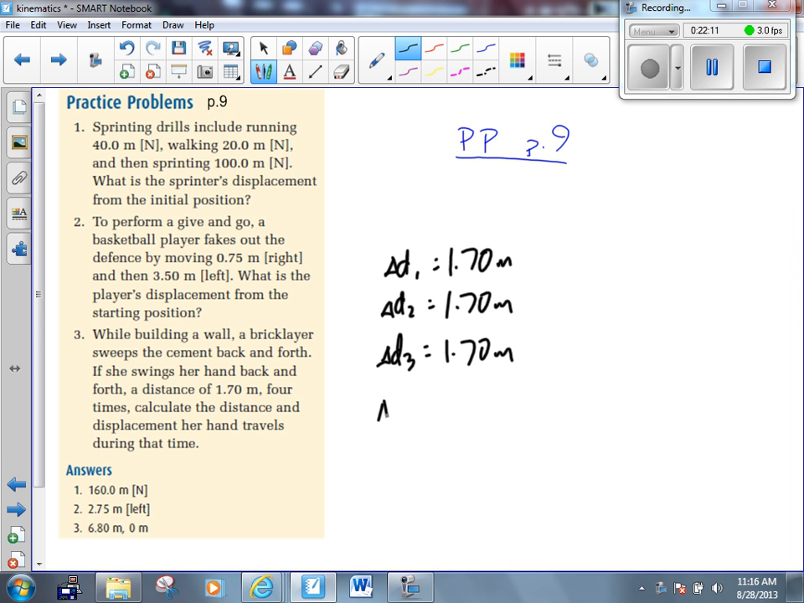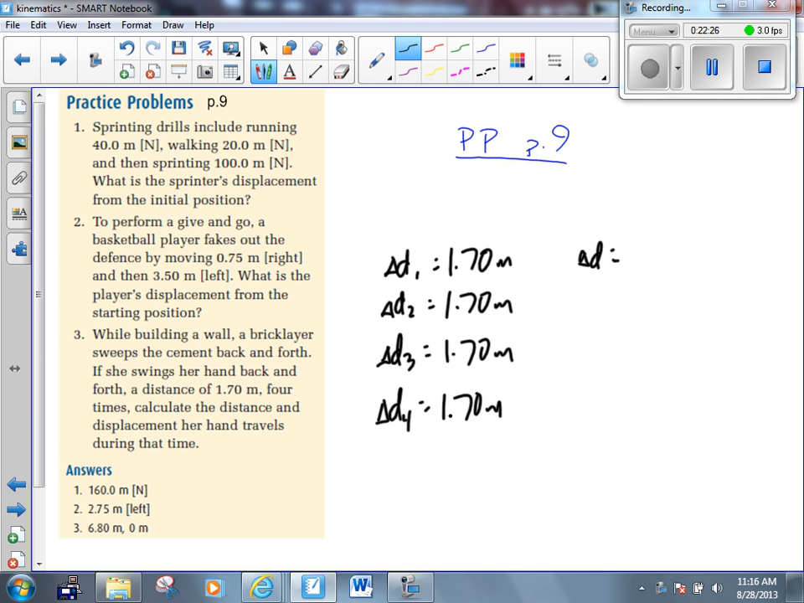And distance 4, which is 1.7 meters. If we want to find the total distance, it's kind of intuitive, right? What do you do? You add them up. If we've got 5 people over here and 6 people over here, and you want to find the total number of people, let's add those people up.